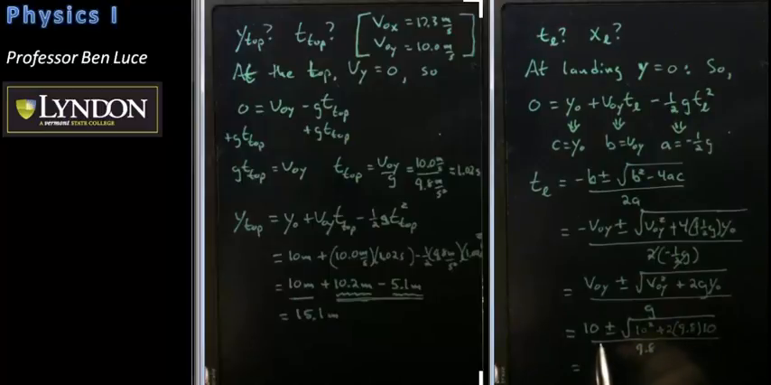And let's make the initial observation here that this second part here, the square root of 10 squared plus this stuff, is going to be greater than 10. So if we take the minus sign, we're actually going to get a negative time. And that clearly is not going to be the landing time. So for our calculation here, we'll take the plus time.